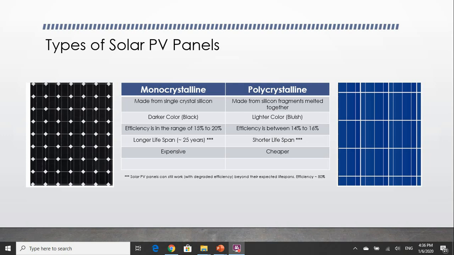And also one distinct difference between the mono and polycrystalline panels is that mono panels are darker in shade, some kind of black, and the polycrystalline panel is lighter, some kind of bluish in color.